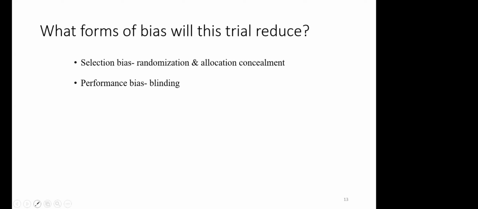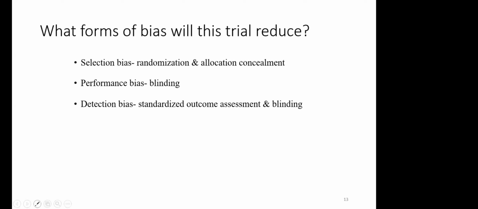So, okay, blinding basically minimizes expectancy effects and also differential treatments, especially from the researchers. Then you can also have detection bias. This can be reduced by standardized outcome assessments and blinding as well. So we risk detection bias when outcome assessors know which group a participant is in.